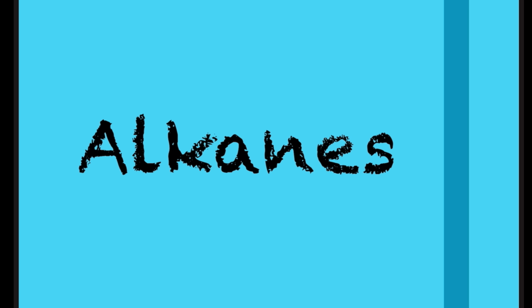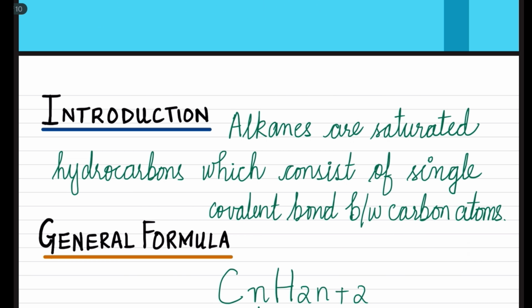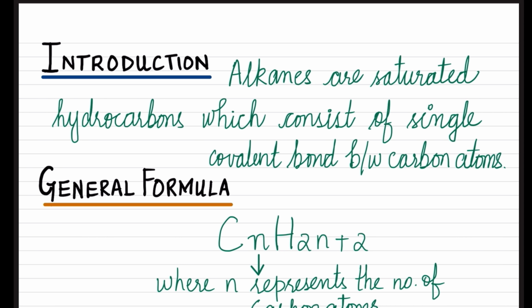Today we will be discussing alkanes in detail. So let's get started. First of all is the basic introduction. What are alkanes? Alkanes are saturated hydrocarbons which consist of single covalent bonds between carbon atoms. Hydrocarbon means these are compounds made up of carbon and hydrogen atoms only.